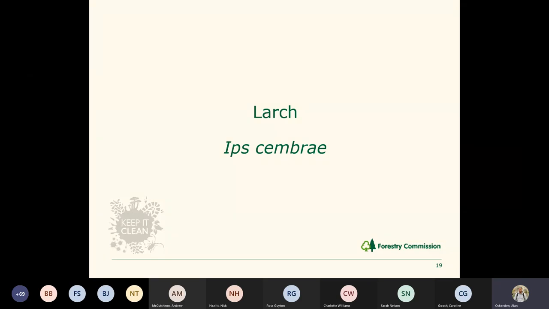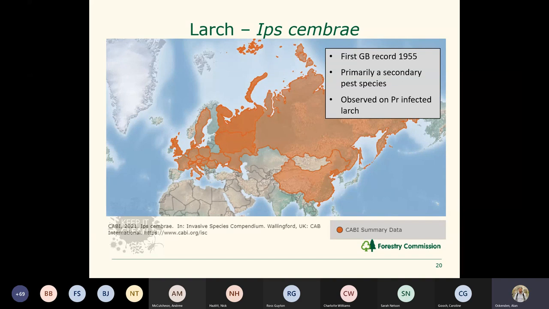So we'll move into cembrae now. It's cembrae. So quite a wide distribution, found pretty much everywhere that you find larch within its native range. First record in Great Britain was in 55, primarily a secondary pest species. Now that sounds a bit like an oxymoron if I'm not careful, so I'll describe what that means.